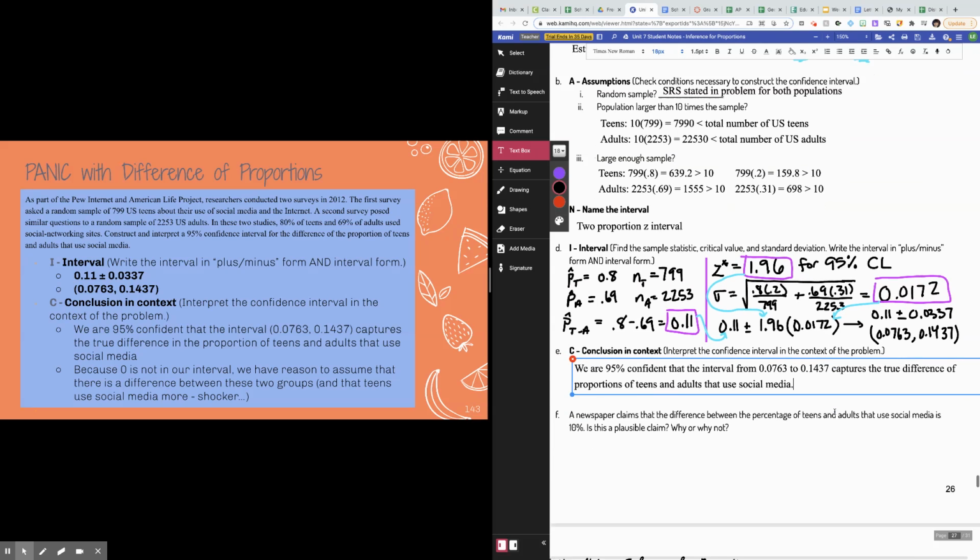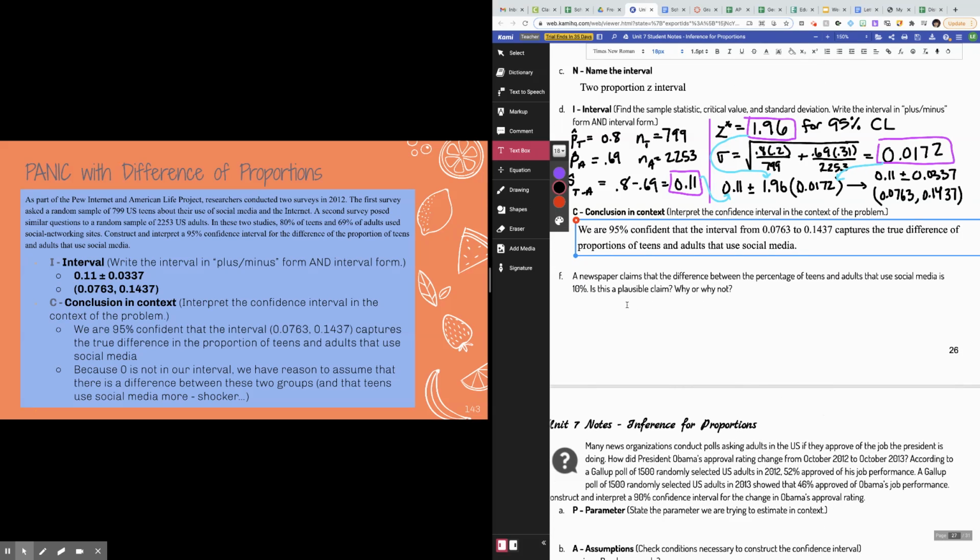Okay, so now I have one last little question here, which says a newspaper claims the difference between the percentage of teens and adults is 10%. Okay, and the question is, is that claim plausible? Right, and I would say, well, yes, it is. Right, so yes, because 10% is in our confidence interval.